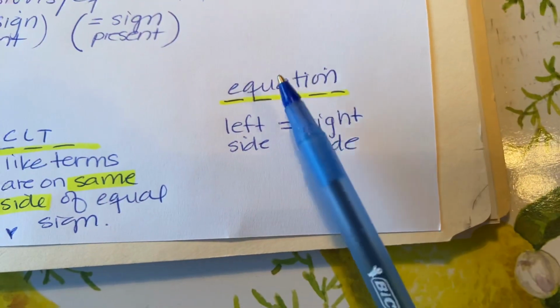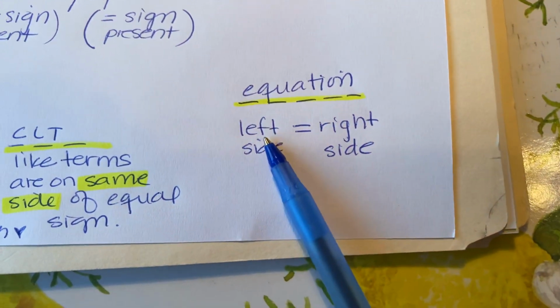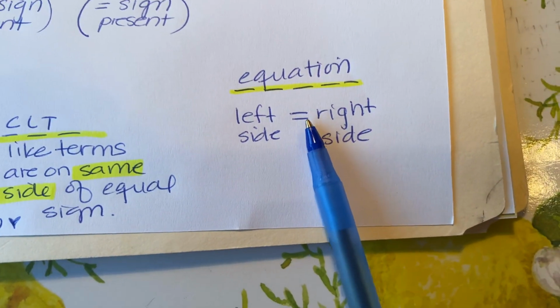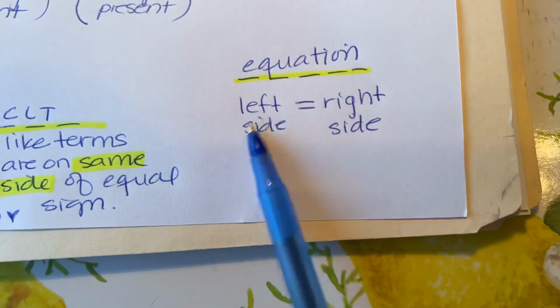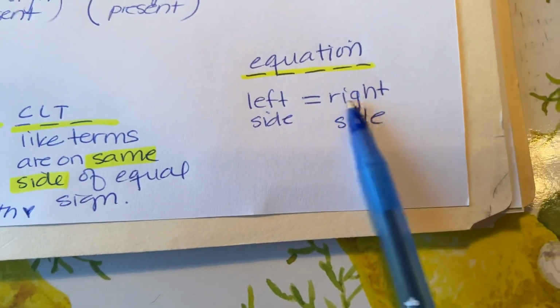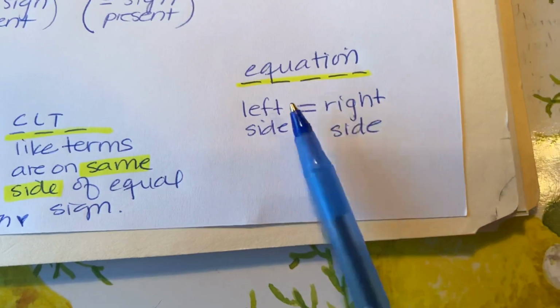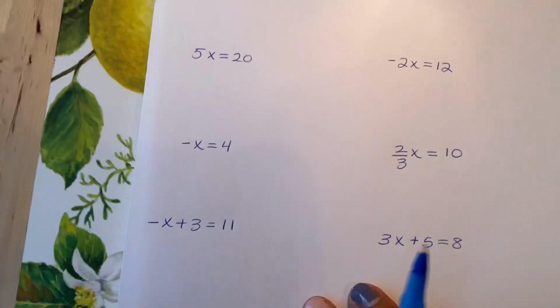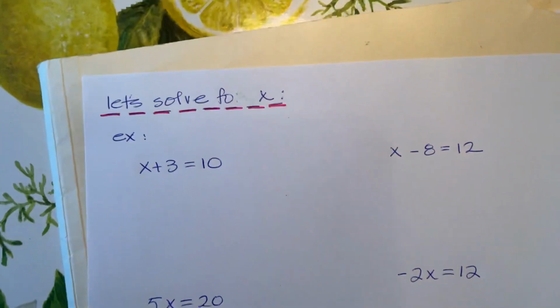Okay, so remember, an equation has a left side and a right side because here's the equation, here's the equal sign, right? This is the equal sign. And so it has a left and it has a right side. And so typically there's two terms somewhere or one term, right? That's what we're dealing with. Okay, there's a right and a left side. Okay, next. So now we're going to solve.